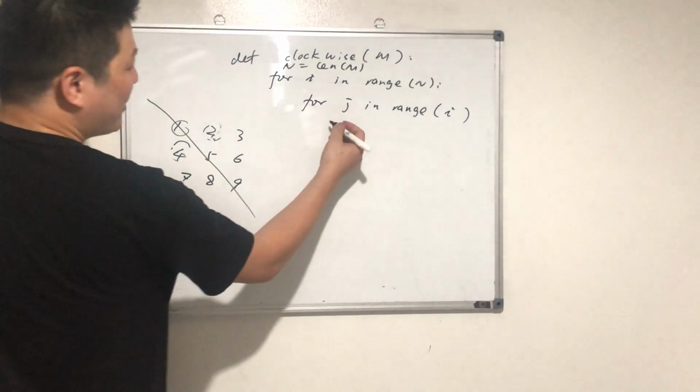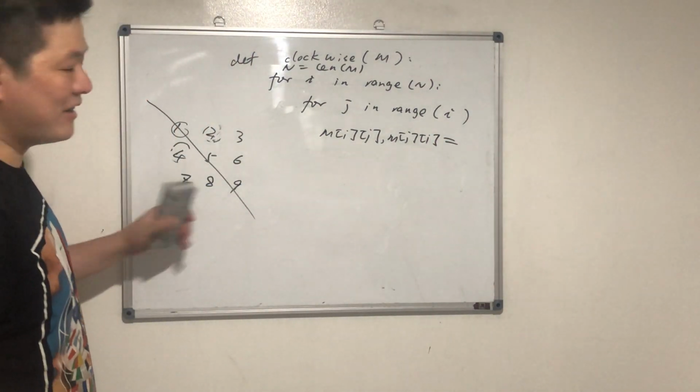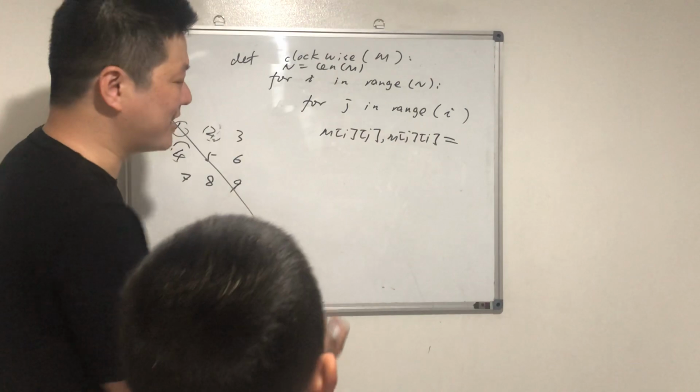So look, how can I do this? M[i][j], M[j][i] equals what? A tuple. M[i][j], M[j][i] equals what?